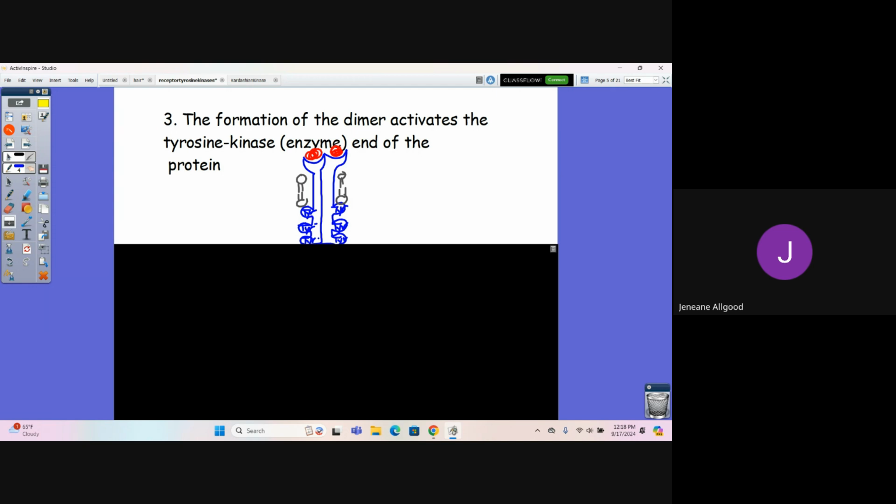So yesterday, when we were doing that pathway, how did we show that the G protein was activated? Yeah, we did like the yellow around it. So we're going to do the same thing here today. If we're saying that the formation of a dimer activates the tyrosine kinase end of the protein, then we need to draw our yellow halo around that part.